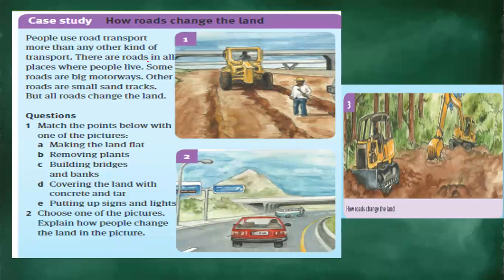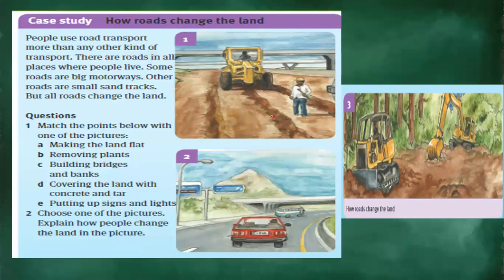Thank you. So how do roads change the land? Roads also change the land. People use road transport, like cars, buses, and taxis, more than any other kind of transport. So there are roads in all places where people live. In every place where people live, there is a road.